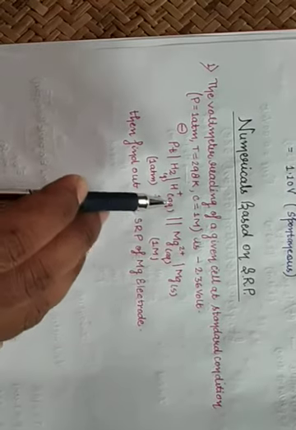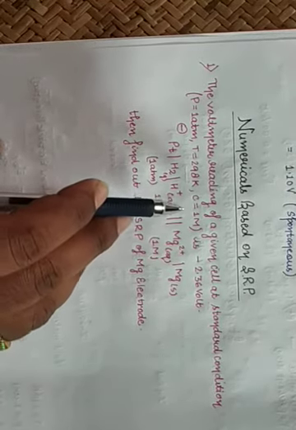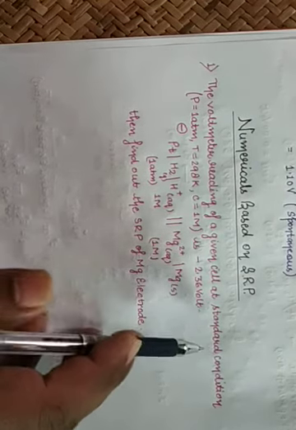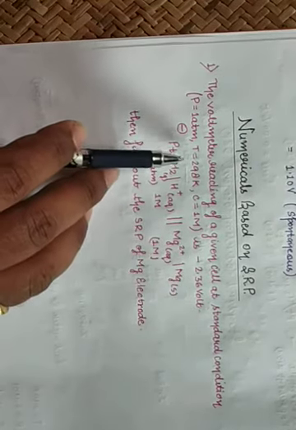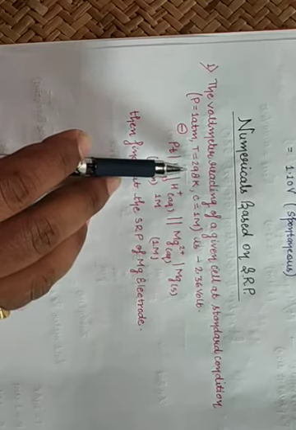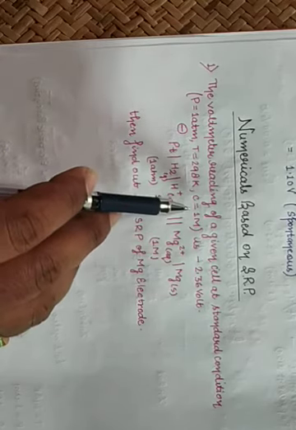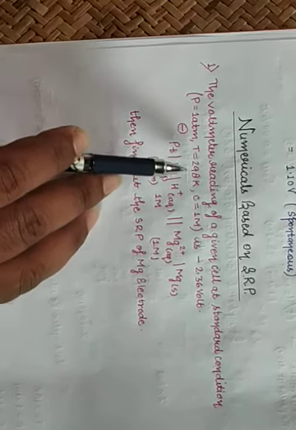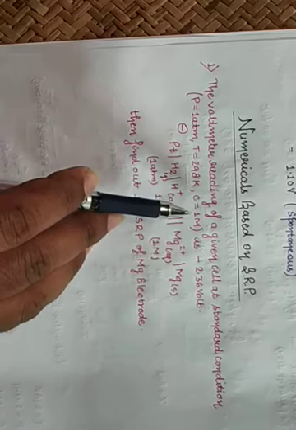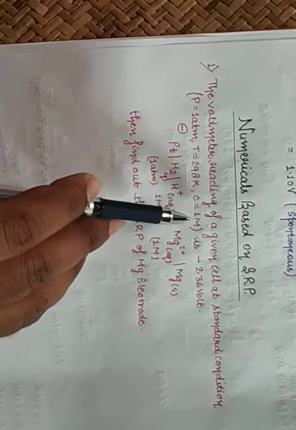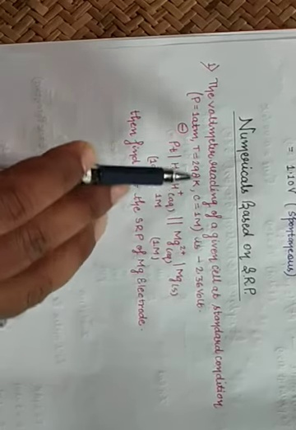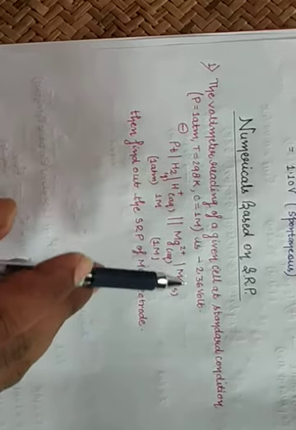Okay, now the first question is what? The voltmeter reading of a given cell at standard condition. You know the standard condition: pressure is 1 atm, temperature is 298, and concentration is 1 molar. In standard form, always pressure 1 atm, temperature 298, and concentration 1 molar, is 2.36 volt. It means the value is what? 2.36 is E naught cell value.